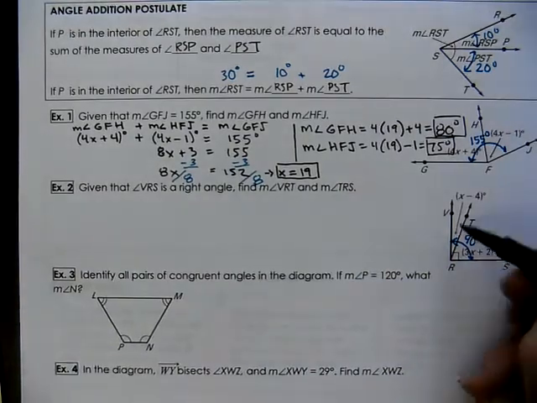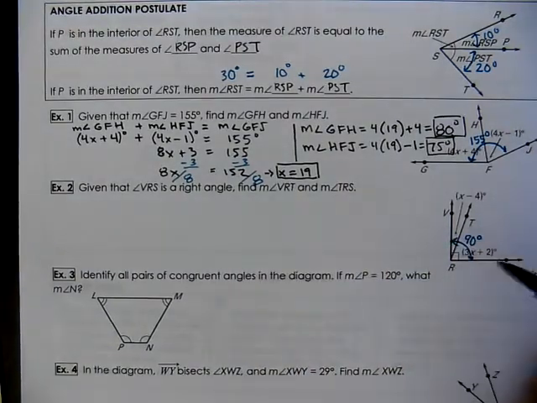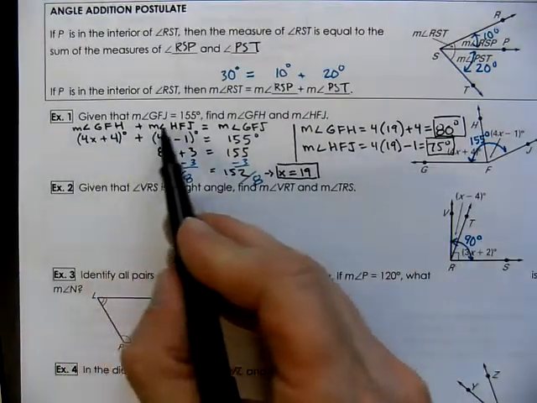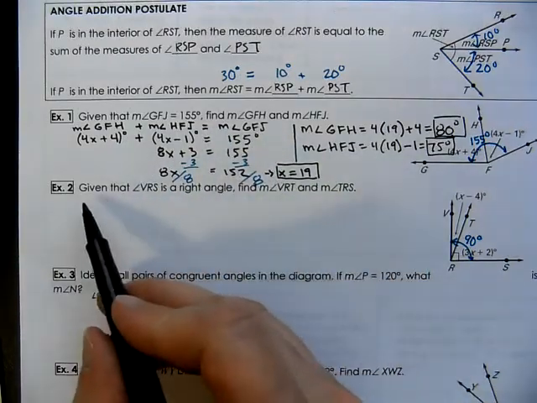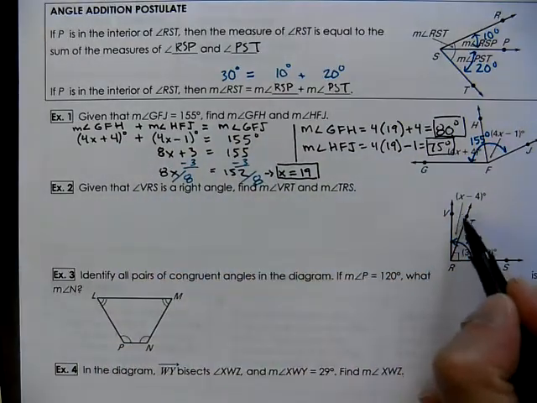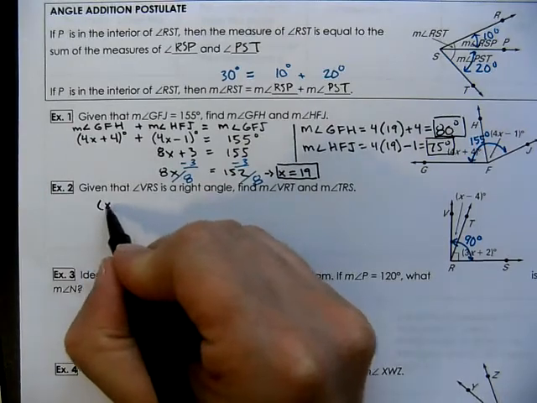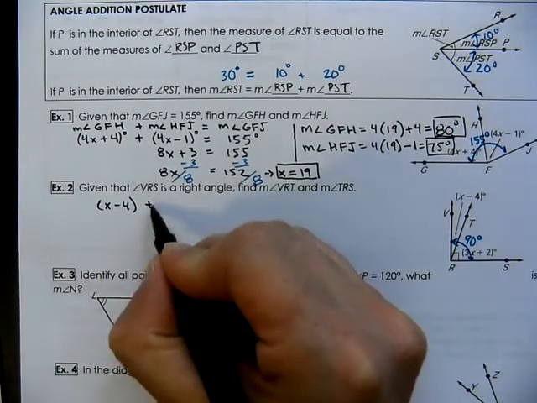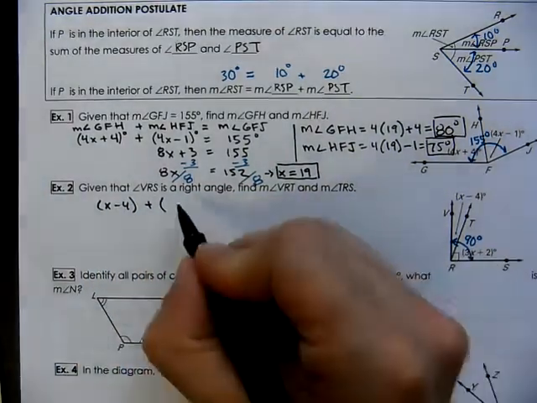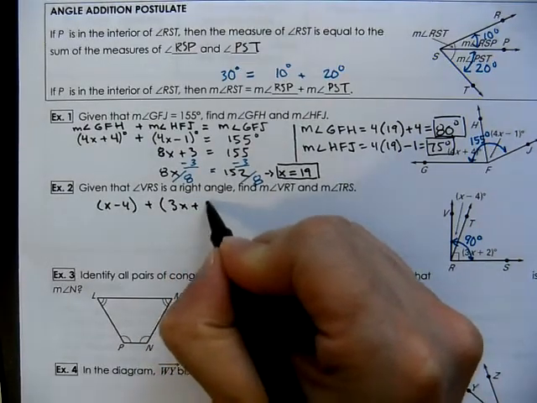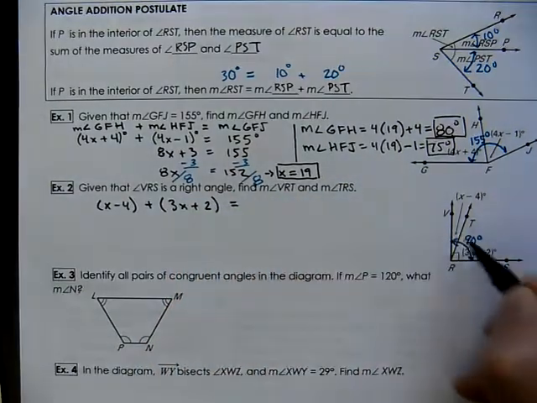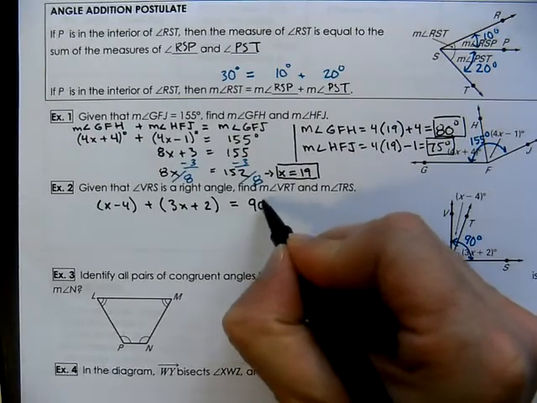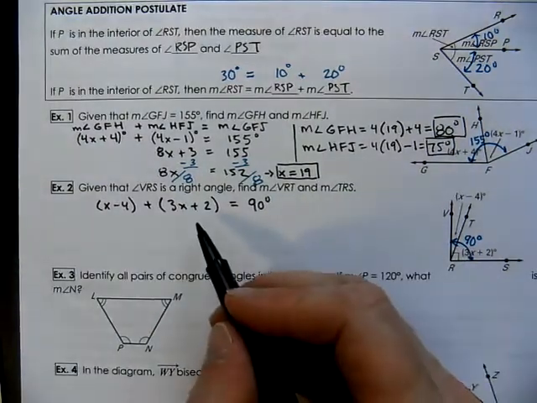So let's add up these two small angles and set it equal to the big angle. I won't start with the names of the angles, we'll just go right to the numbers. So the angle on the left is x minus 4. We have to add that up with the angle on the right, which is 3x plus 2, and we set that equal to the biggest angle, which is 90. So once again, our goal is to solve for x.